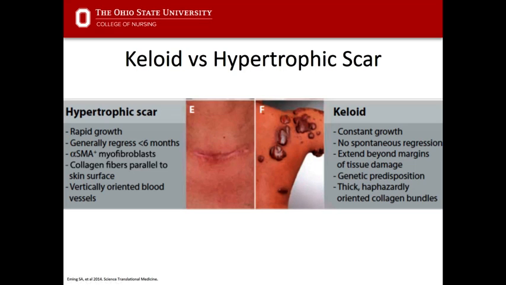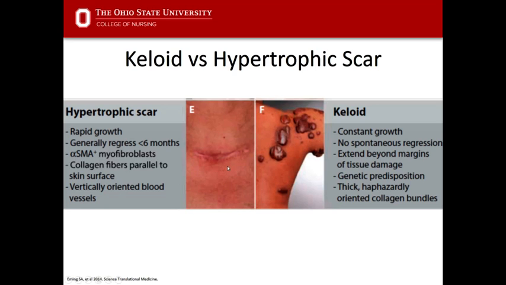One thing to notice too is that when the collagen is deposited, it's not deposited in a very orderly fashion. It's all over the place. So these thick, jumbled bundles of collagen give it that enlarged and puffy shape. Whereas with hypertrophic scars, they grow fairly quick, but they regress in 6 to 12 months.